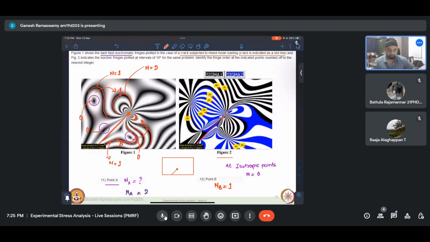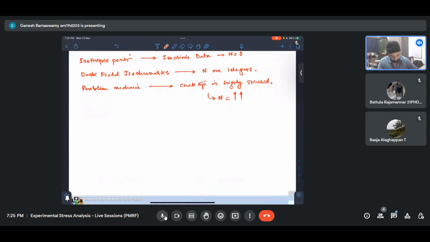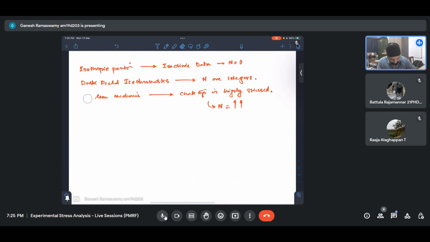So I should have framed this better. I would rather say knowledge of the mechanics behind the problem. Okay, so the crack tip is highly stressed. So this helped us identify the fringe gradient direction.